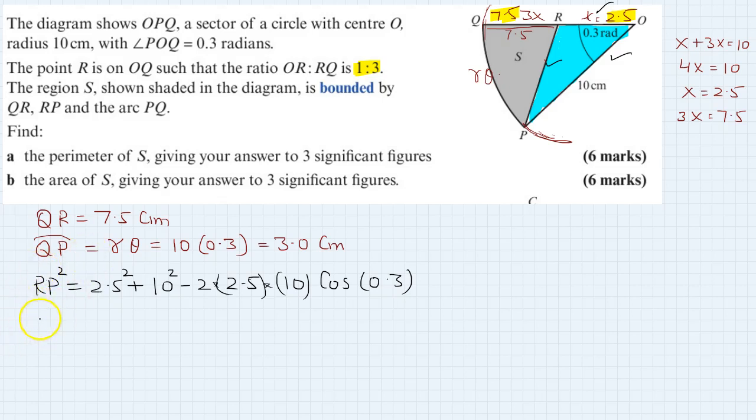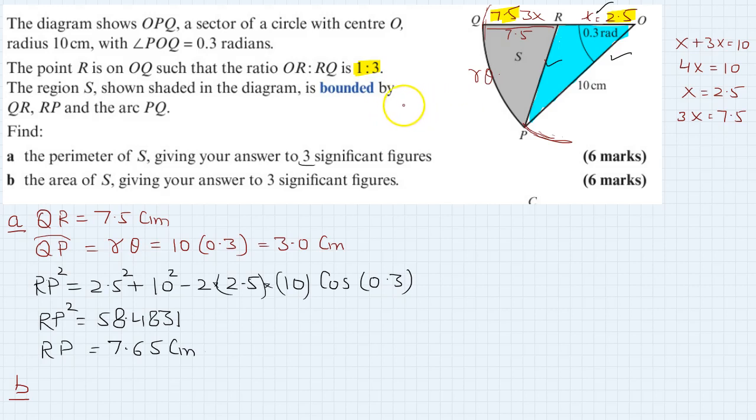So PR square or RP square is equal to 58.4831. So RP is equal to the root of this, that is 7.65 to three significant figures. So we are just going to take 7.65 centimeter. This was part A. Now part B.